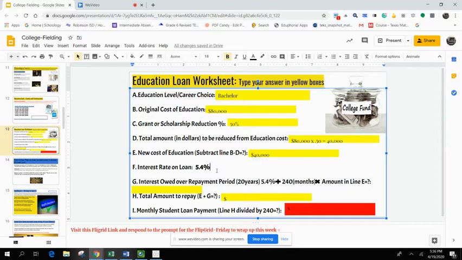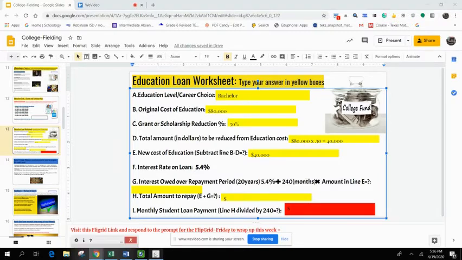And then line F tells you the percentage that you pay, the interest on that loan that you're borrowing on this 40,000. So here it says you take your 20 years, you're going to multiply that times this percent, take that answer, divide it by 240, and then multiply that by line E.